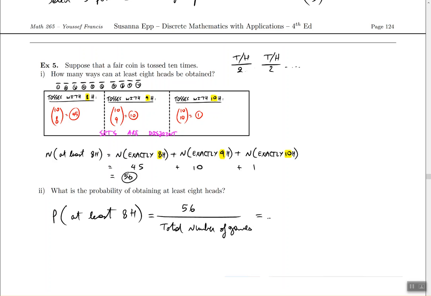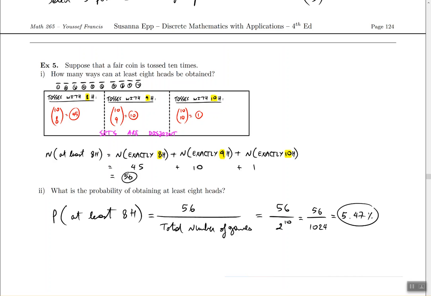So how many possible games are there? There are 2 to the power of 10 possible games, because 2 times 2 times 2, 10 times in a row, okay? And so the total is going to be 56 divided by 2 to the power of 10. And again, I'm going to make it into a decimal and then round it. So 5.47% chance, basically. So that's the probability of playing a game and seeing at the end at least 8 heads showing up.